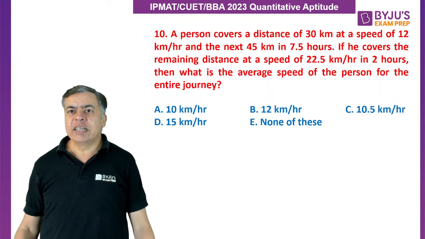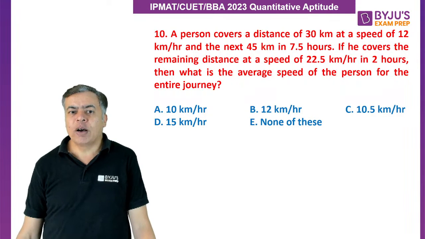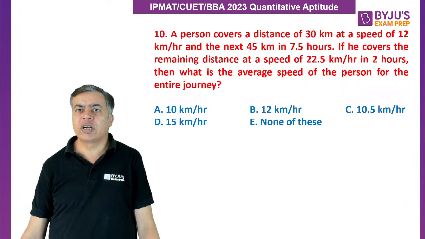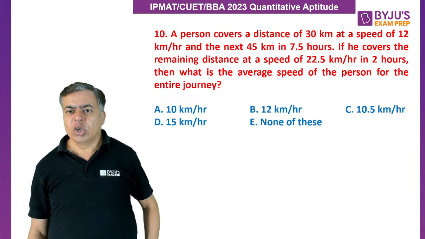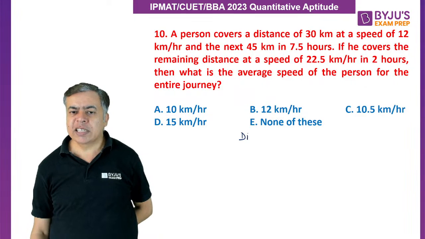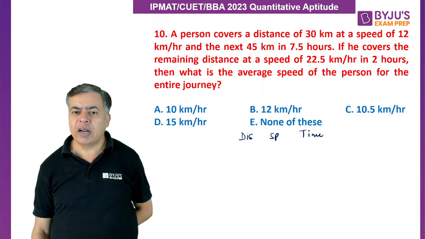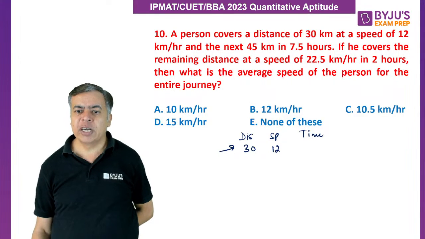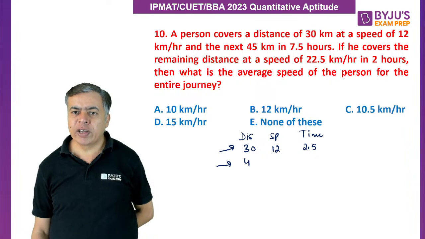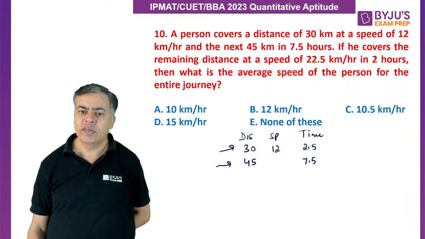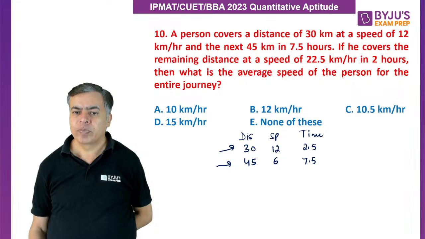A person covers a distance of 30 kilometers at a speed of 12 km per hour, in the next 45 km, 7.5 hours. So it is again a question on average speed. You just keep writing distance, speed, time for all the parts. First part: 30 km is the distance, 12 is the speed, so 30 by 12, 2.5 hours will be the time. Next 45 kilometers in 7.5 hours, so 45 by 7.5, 6 will be the speed.